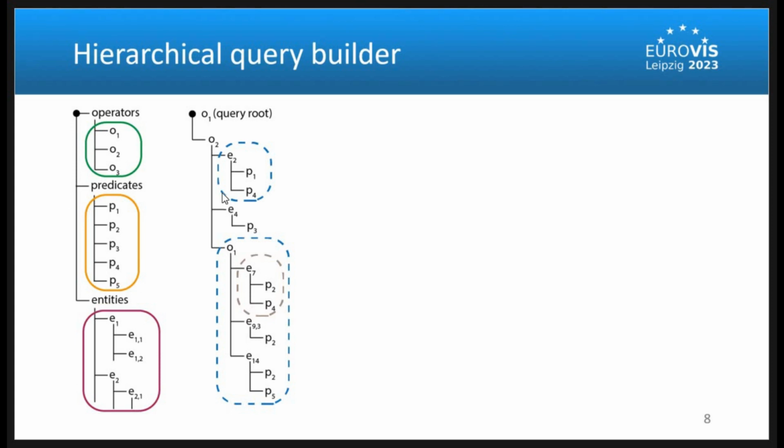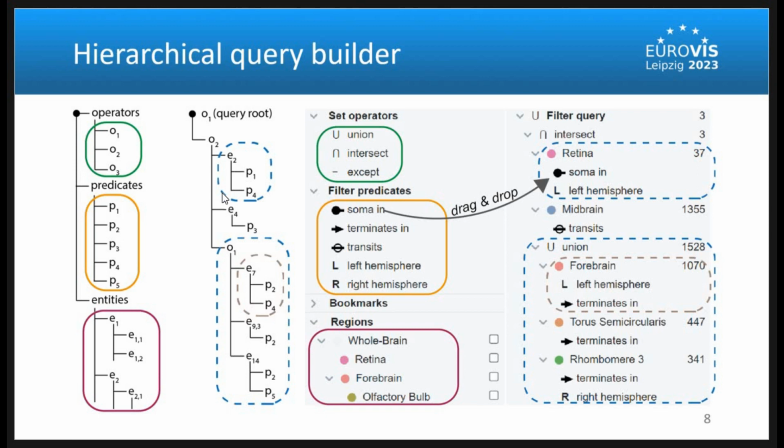Let's discuss the query builder component. It allows the user to extract a subset of neurons with certain attributes from a neuron database. Technically speaking, it enables the user to create complex database queries interactively by simply dragging the items and selecting the operators. It consists of two juxtaposed trees.